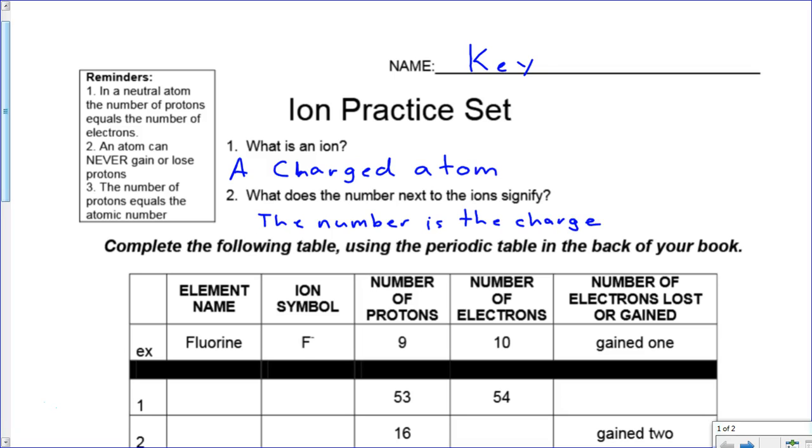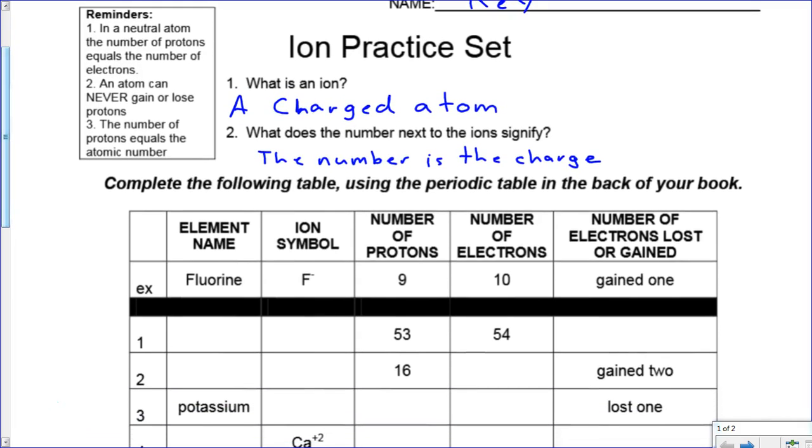Some background knowledge on this. It says reminders up here in the top left corner. Neutral atoms have the same number of protons and electrons. Protons are positively charged. Electrons are negatively charged. When you're talking about charge, an atom doesn't lose protons because the protons are at the nucleus of an atom. The electrons are the things that are exchanged or gained or lost. Those are on the outside.